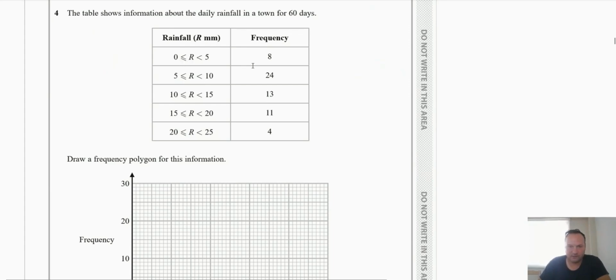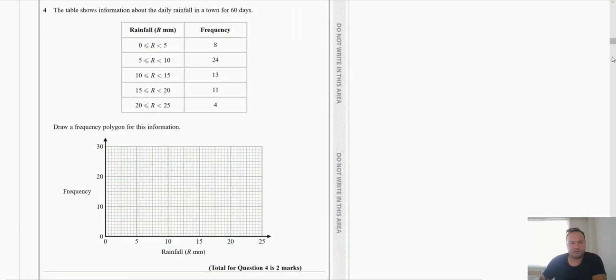Between 0 and 5, we've got frequencies of 8, 5, 10, 24, and so on. And we're actually asked to draw a frequency polygon for this information. So what we need to do here is consider drawing extra columns. I'm going to put MP for midpoint.